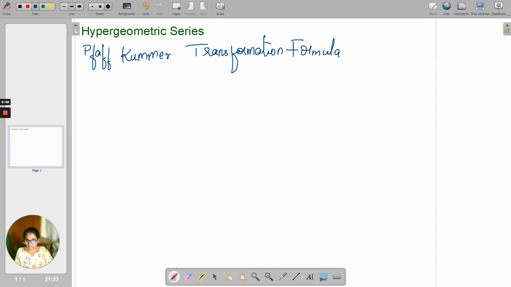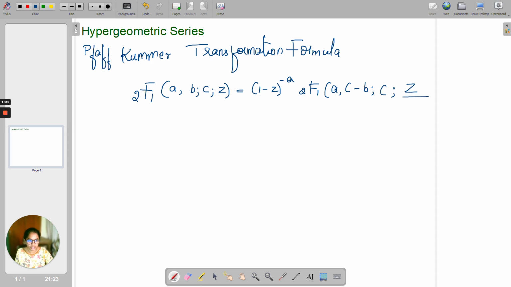Pfaff Kummer transformation formula states that 2F1 of a, b, c, z is equal to (1 minus z) to the power minus a into 2F1 of a, c minus b, c, and then z divided by z minus 1. Okay, let's start the proof.